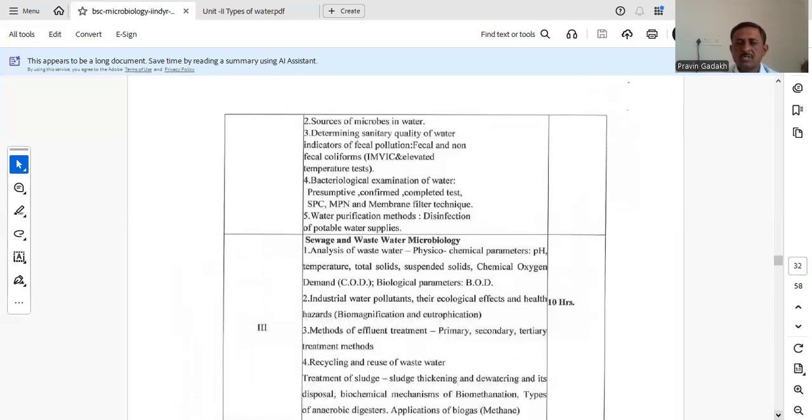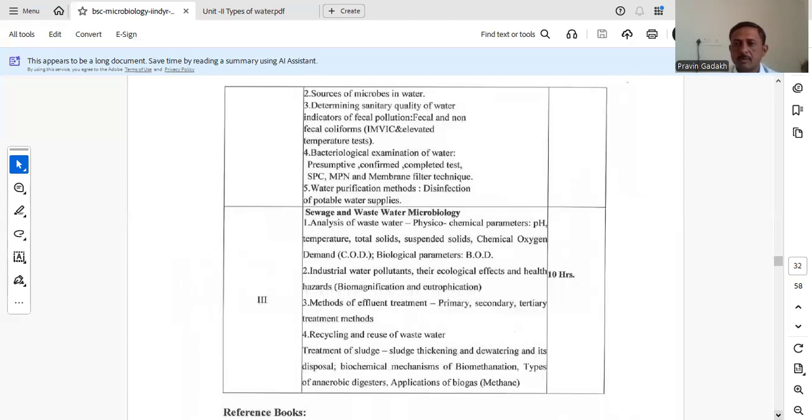Again, in the third module, we have to discuss another major aspect of water microbiology, which is sewage and wastewater microbiology. We have to discuss the analysis of wastewater, as one of the major parts of your life is water, and after use we release that water into the environment, and that acts as a source of wastewater. In this, we discuss physico-chemical parameters such as pH, temperature, total solids or TDS, suspended solids, and biological parameters like BOD or COD.